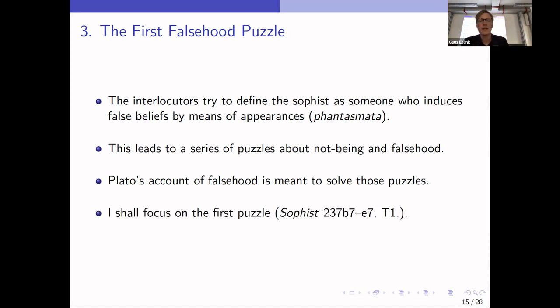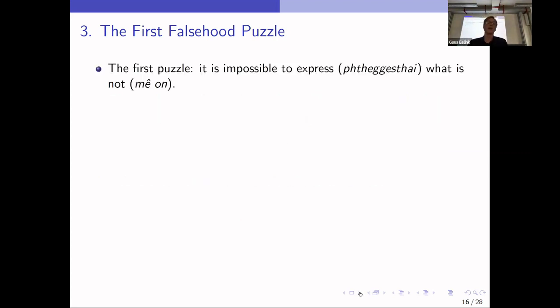Now, today I want to focus on what I take to be the first falsehood puzzle, which is text, it should actually be text 2, apologies, on your handout. Now, the conclusion of this first puzzle is that it is impossible to express what is not, sthengestai me on. Now, I kept saying that I take this to be a falsehood puzzle. And the reason for that is that some interpreters deny that this is a falsehood puzzle. For instance, Paolo Crivelli argues that this is not a falsehood puzzle. So according to Crivelli, Plato actually accepts the argument that constitutes this, what I call a puzzle, and in particular accepts the conclusion of it.